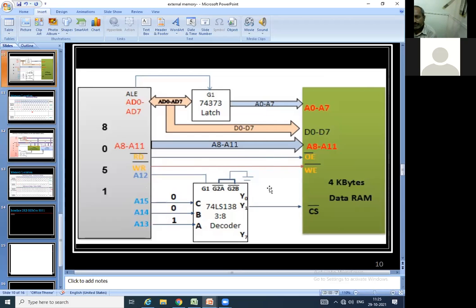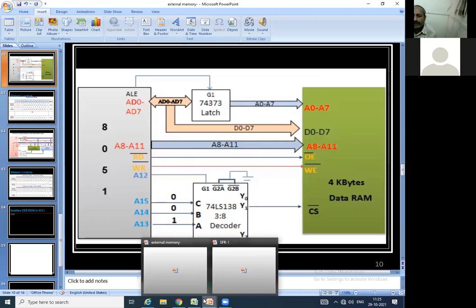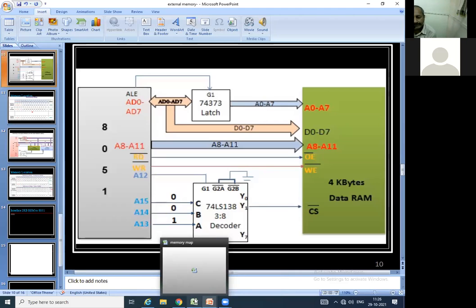Now the second step is how to choose the address lines. How many address lines are required? So for interfacing 2 KB ROM with 8051, how many address lines are required? Can you put your answer in the chat box, or you can unmute and tell. 1 minute time will be there. To interface 2 KB RAM or ROM with 8051, how many address lines are required?